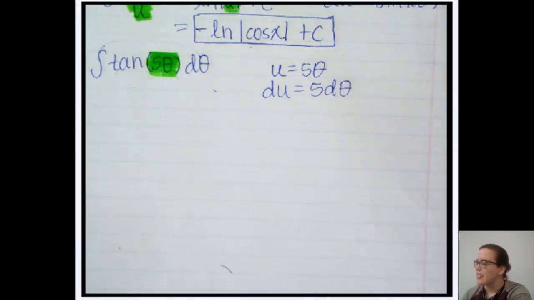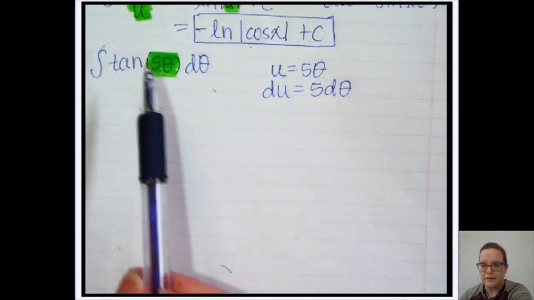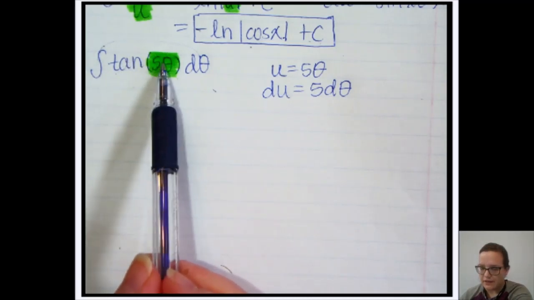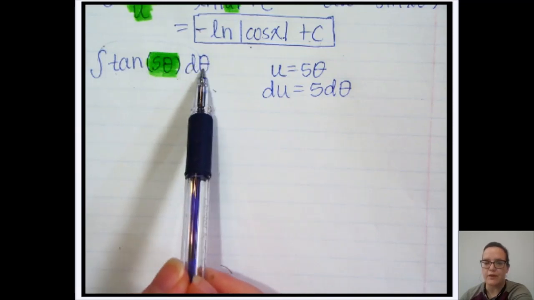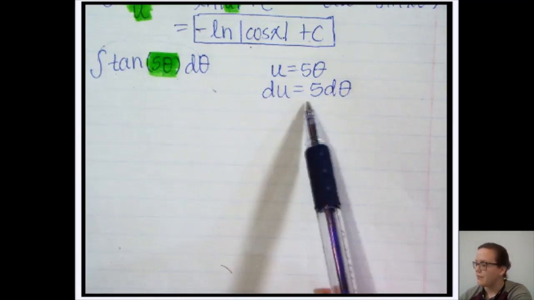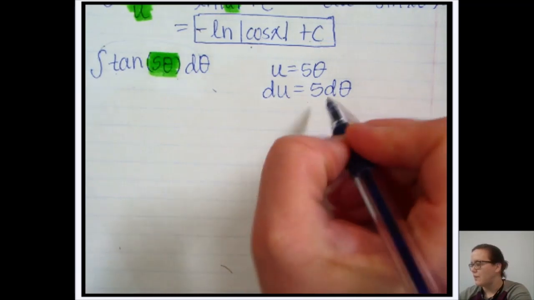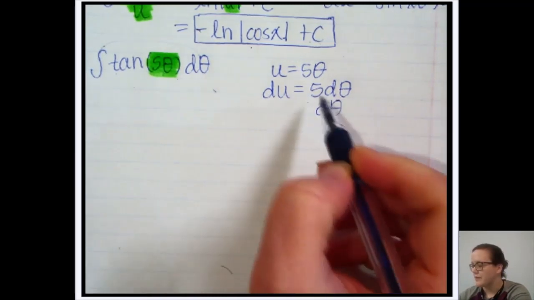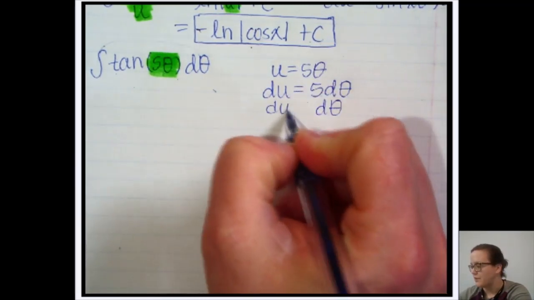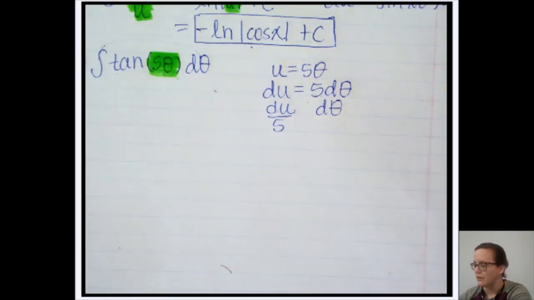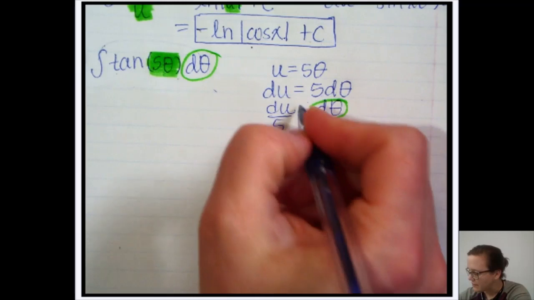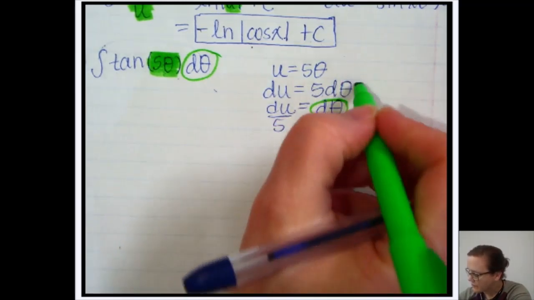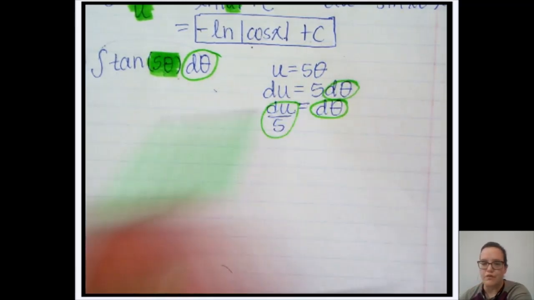Okay. And so when we go to replace this, we can leave tangent like it is. This will be replaced by u, but we have this d theta we also have to replace. And over here we have 5 d theta. So to make it just d theta, since it's multiplied, remember it needs to be du over 5. Okay. So that d theta is going to be that du over 5.